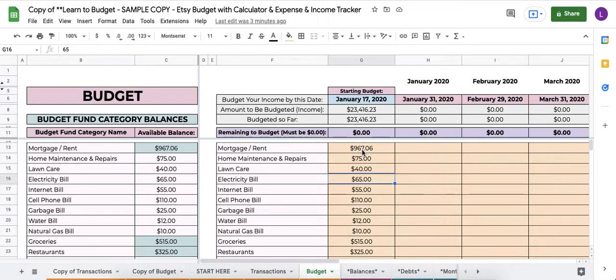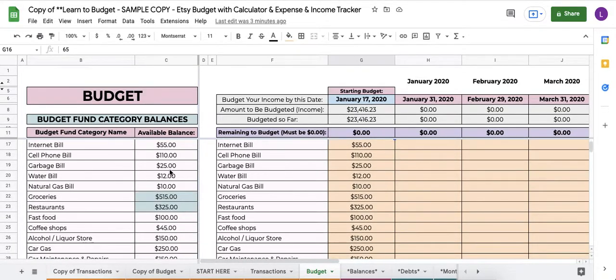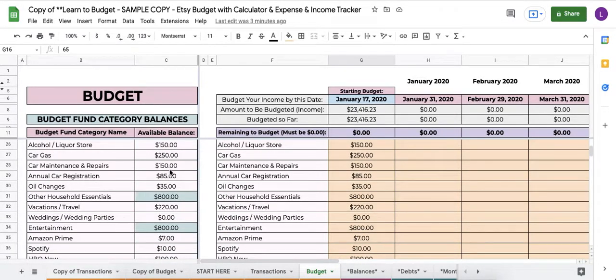As of right now, because we have not entered any transactions whatsoever, the amount that is listed here in the starting budget amount is going to be the exact same amount that is listed in column C, and that shows you your available balance as of today. So what I want to show you in this video is how this sheet, the budget sheet, and the transaction sheet interact with each other, and see some real-world examples.